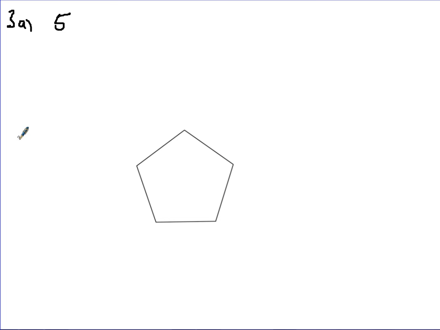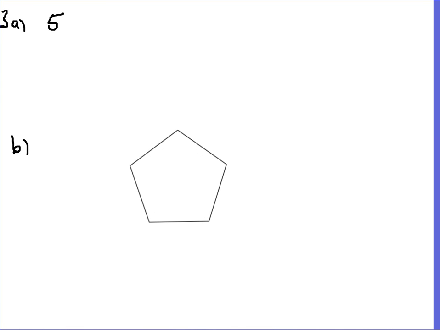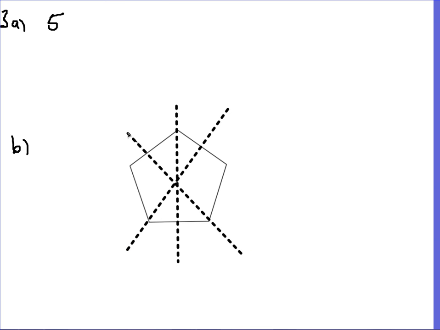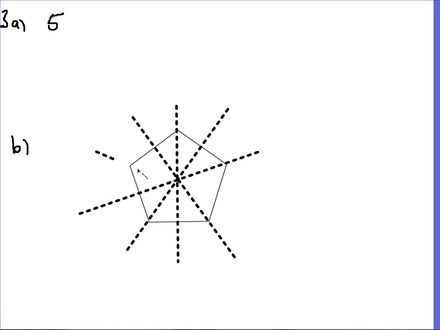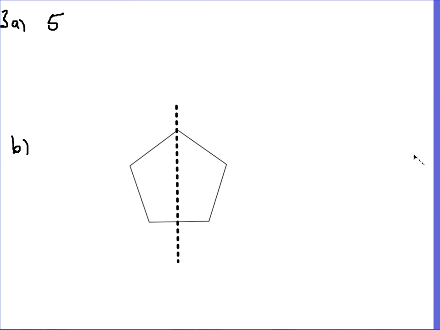And B is asking us to draw a line of symmetry on the pentagon. Personally, I'd go straight down the centre, but you could equally have gone through this point to this end, or this point through the centre here. Just make it accurate. That point going through there, or that point going through there. But I'd have good money on most students having done this one here, but the others are acceptable as well.